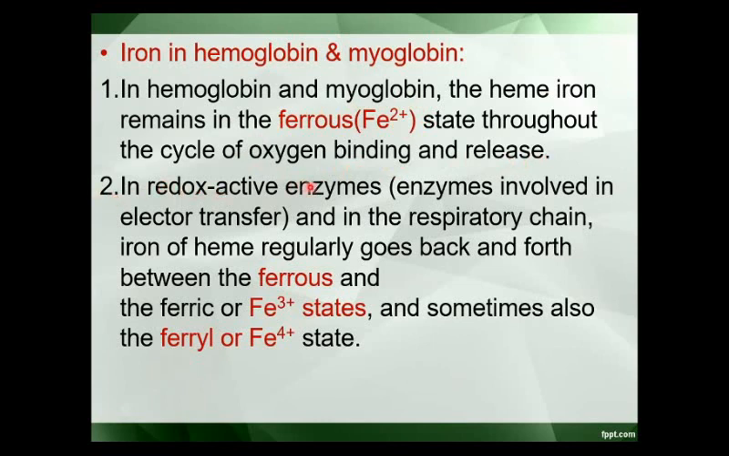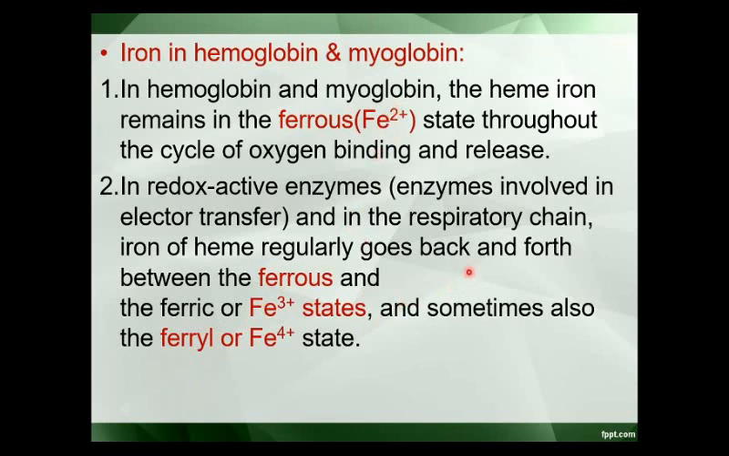In redox active enzymes, that is, the enzymes involved in electron transfer and in the respiratory chain, the iron of heme regularly goes back and forth between the ferrous and the ferric state, and sometimes the ferryl state. So whenever electrons are added or removed, the iron atom changes. You know how it is oxidized and how it is reduced. So obviously it is a game of the electrons.